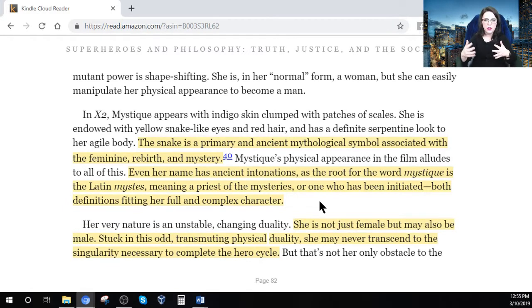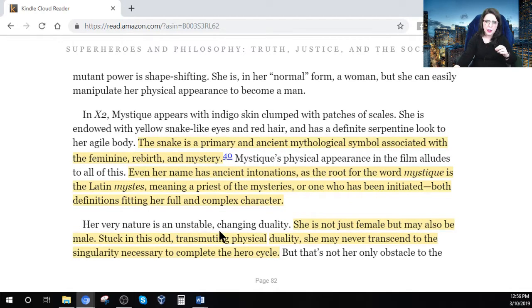So let's think about it. If her name is Mystique and is from the Latin word mystes and is one of mysteries, well, we can definitely say that Mystique is a mystery. We really never know if we're talking to Mystique or somebody else. And she does represent the feminine ideal, and she does represent rebirth.